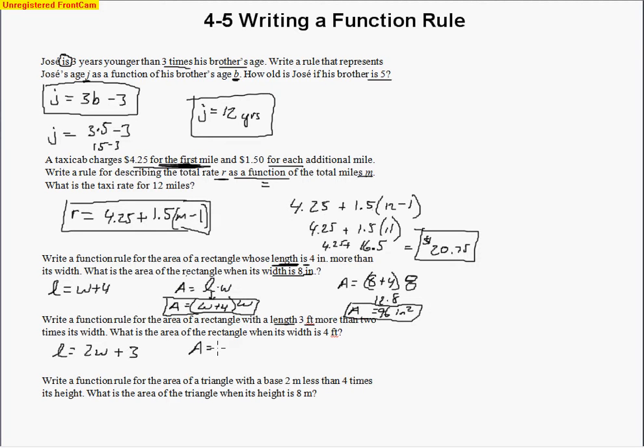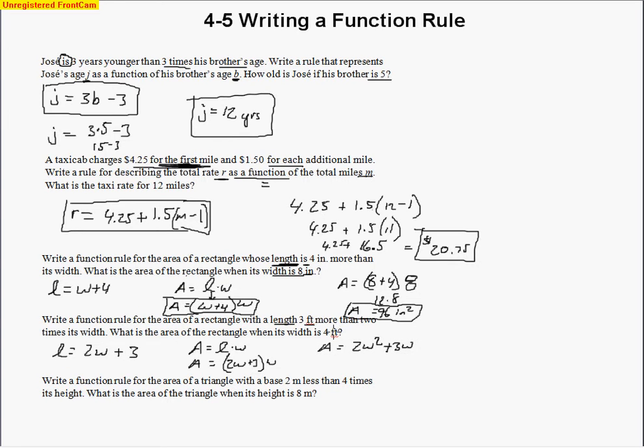Now, the area formula goes this way: area equals length times width, and I substitute in. So I've got area equals, and then I'm going to write 2w plus 3 multiplied by w. So I go ahead and multiply this out. Now I have area equals, and I would end up with 2w squared plus 3w. That's one way to do it.